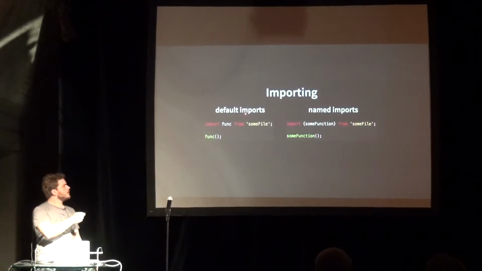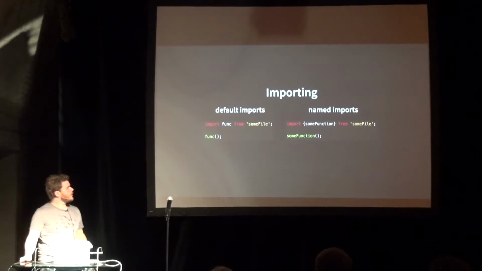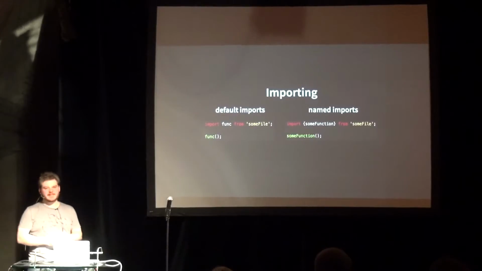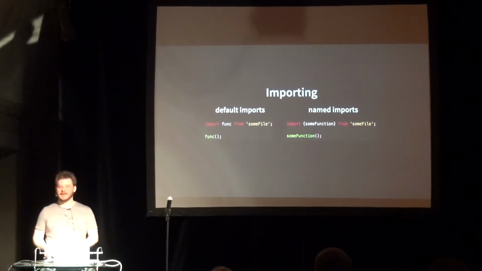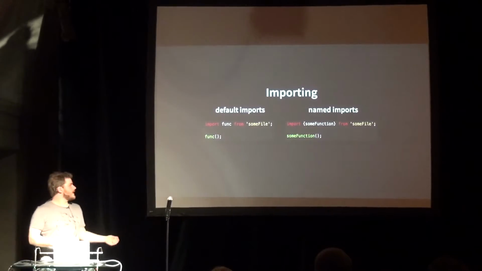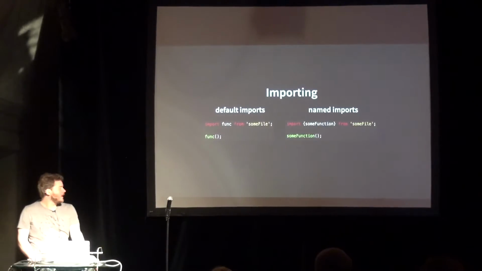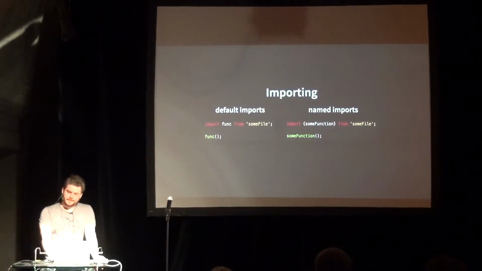For the default imports, it's similar, but just note there are no curly braces around here. It's the same, go to the file some file. And since there's only one default export in the file, we are just saying, okay, we put the default export into this variable func, and we can use this later. Okay. That's pretty much everything I want to tell you about the syntax.